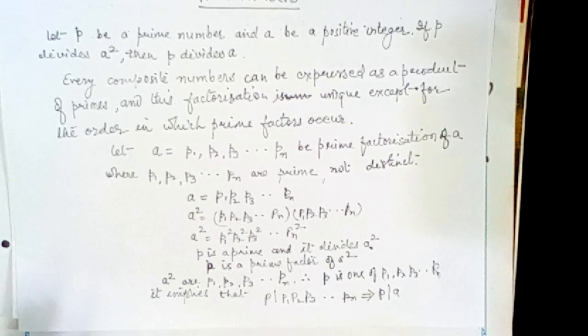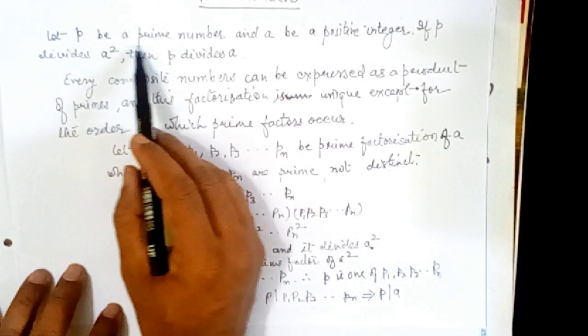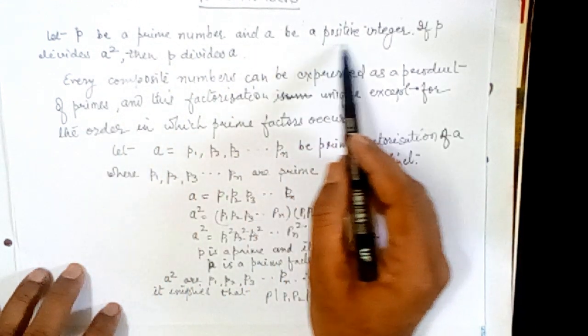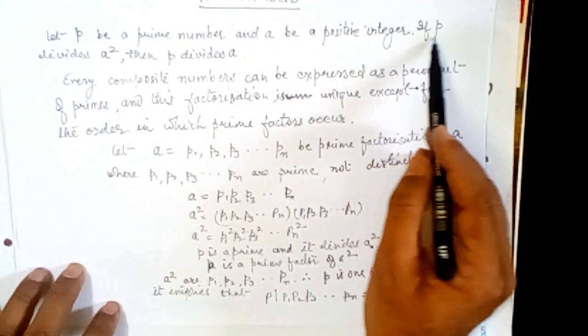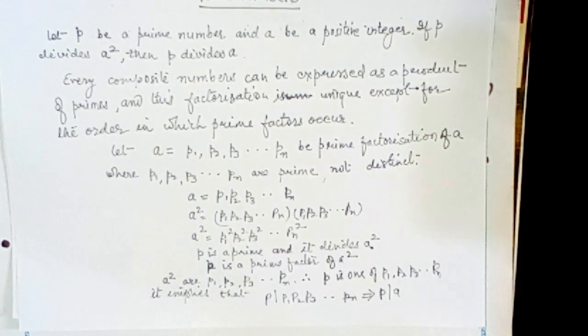This way we come to understand that if we are assuming p is a prime number and a is a positive number, if p divides a square, then p divides a. So this way we can have the solution of this theorem.